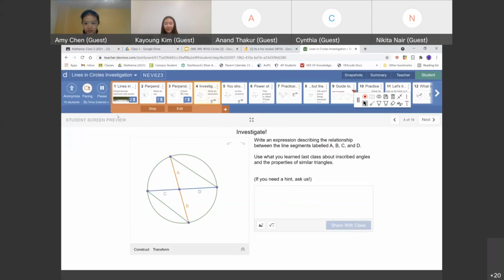Okay, so the next thing is write an expression describing the relationship between the line segments labeled A, B, C, and D. This one might be a little tricky, so if not a lot of people can figure it out, we'll try to walk through this together. But try to think about similar triangles and inscribed angles if you remember that from last class.